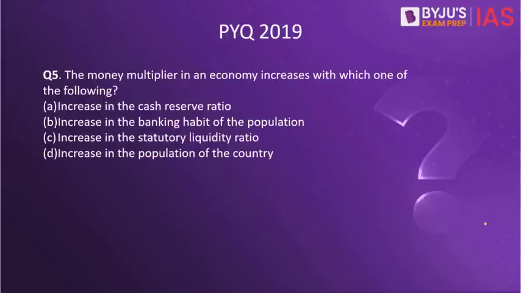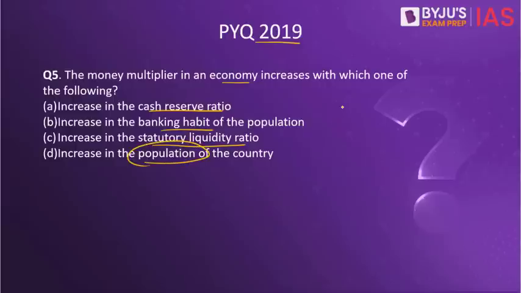Now we come to PYQ from the year 2019. The money multiplier in an economy increases with which one of the following? Increase in cash reserve ratio, increase in banking habit of the population, increase in the statutory liquidity ratio, increase in the population of the country.